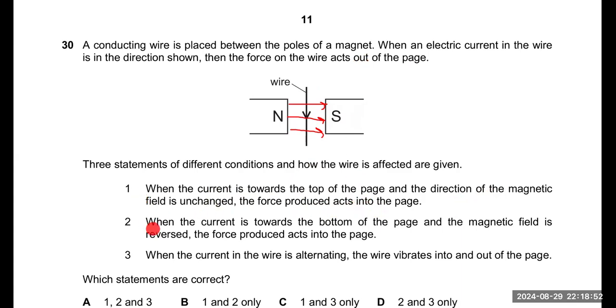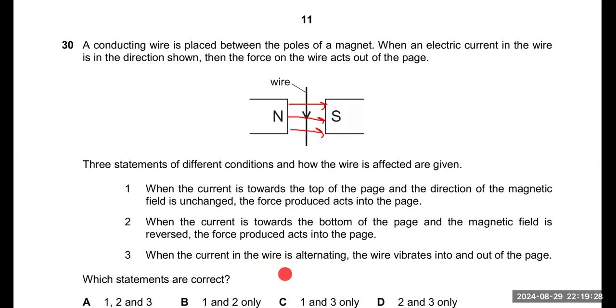This is a correct option. When the current is towards the bottom of the page, it means you are not changing the direction of the current, you are changing only the magnetic field. Now north will be here and south will be here, the direction of the magnetic field will be reversed, then the force will be into the page. Yes, this is correct. I have already told you that if you change any one parameter, the direction of force will be reversed. Both are correct options.